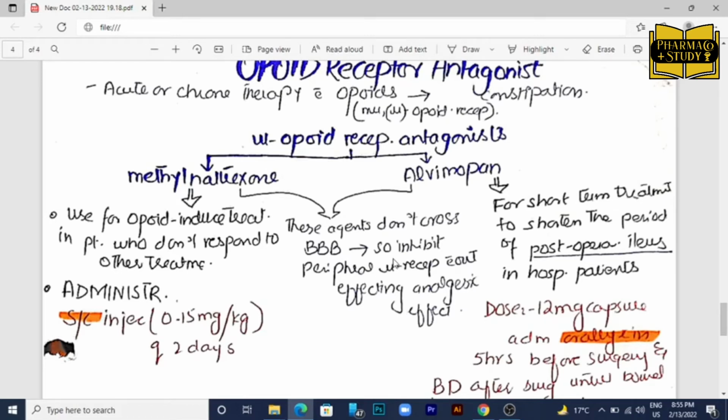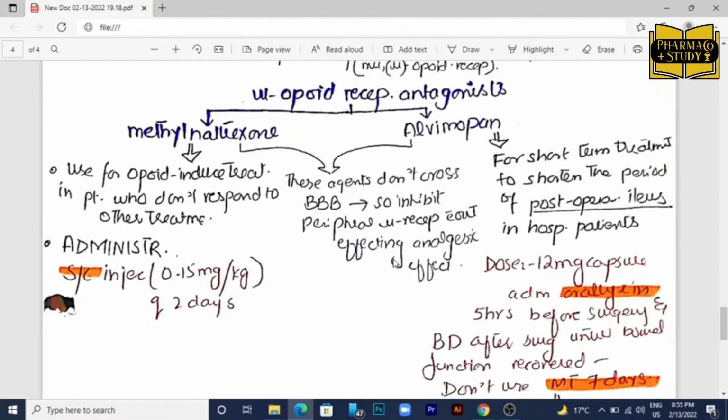So this is very important to be remembered, that they do not affect the opioid therapy, and you cannot discontinue the opioid from them, you can easily give methylnaltrexone and alvimopam for the treatment of constipation if the patient is having constipation as a result of opioid use. So methylnaltrexone is used for the opioid induced constipation in the patient who does not respond to the other treatment.